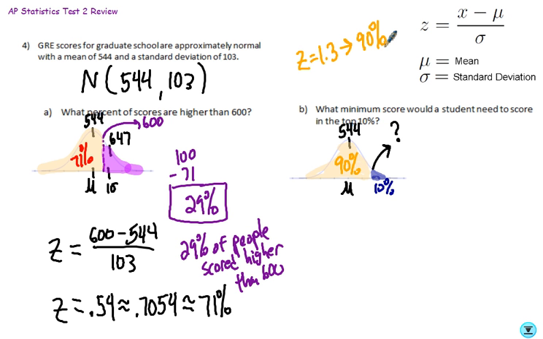Instead of solving for my z-score, I actually know what my z-score is. So instead of z, I'm going to write my estimate for it, which is 1.3. And then x, that's what I'm looking for. This is my x right there. I'm trying to figure out what score I need. The average, we know what the average is. It's 544. And then our standard deviation, we know what that is. It's 103. So what I'm trying to do is solve this equation for x.